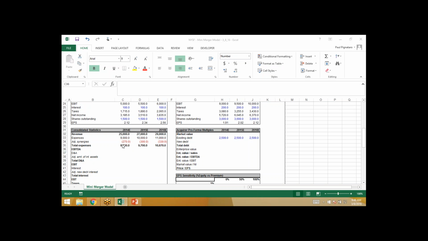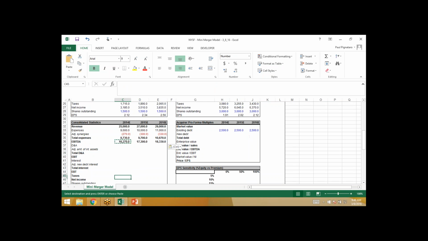Okay, that leaves us with EBITDA, which is revenue minus expenses. Don't do EBITDA acquire plus target because you're not capturing the adjustments from above. The acquire plus target is just with the core line items, of course. Don't make that mistake. Make sure your EBITDA is matching.